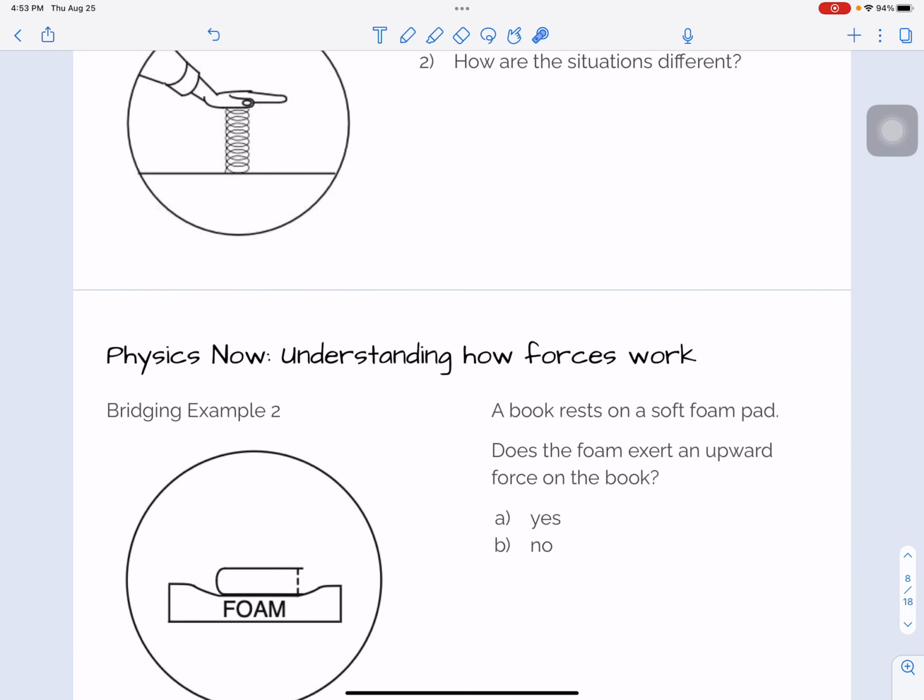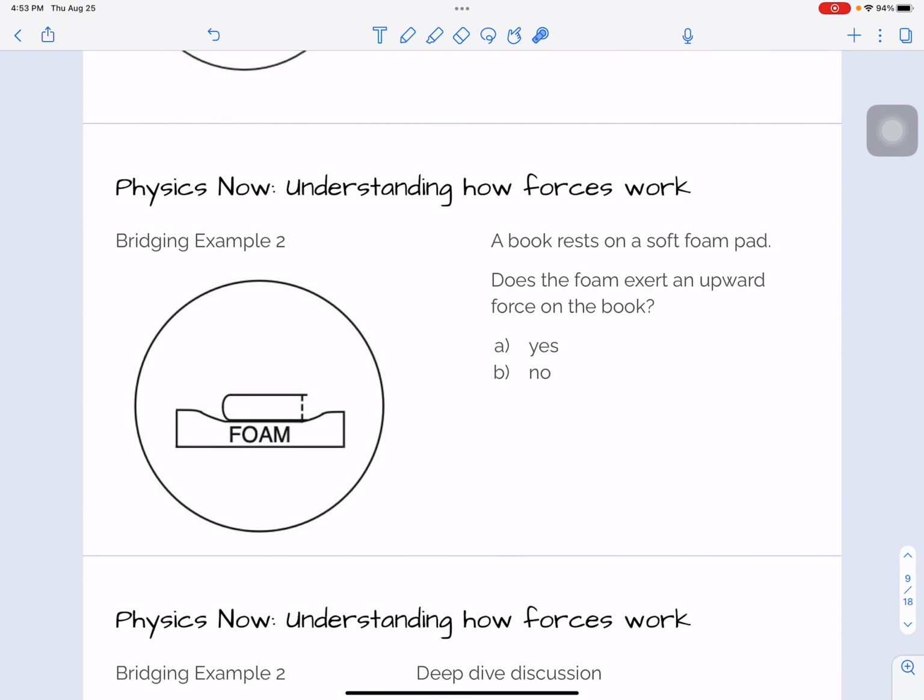All right, so bridging example 2. Now I have a book resting on a soft foam pad, and the pad is resting on a table. The pad is not just out in space with nothing supporting it. So foam is on the table, book is on the foam. Does the foam exert an upward force on the book?